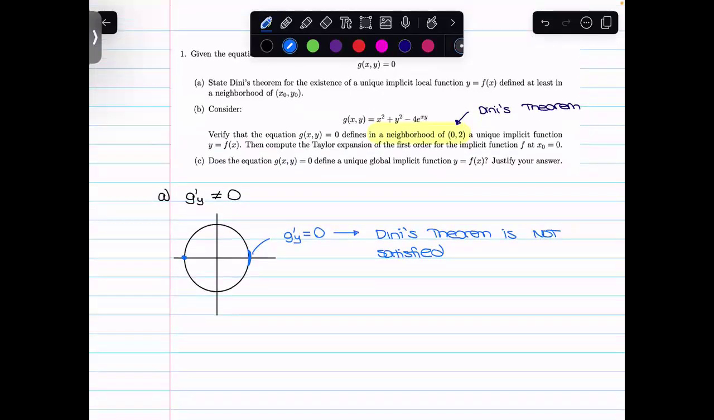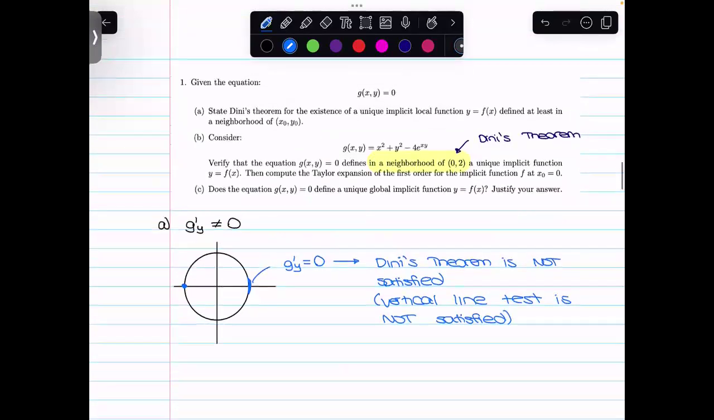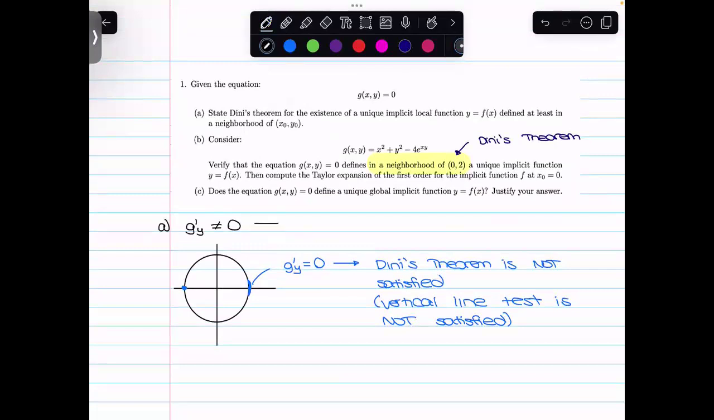So think of it as you're looking at every point and you look directly next to it on the function to see if you pass the vertical line test. So you can think of it like that. And it's equivalent to saying that the derivative with respect to y is equal to 0. Then that's when it's not satisfied. So as long as our derivative is not 0, so at all these other points in this case, then we do have a unique implicit local function.